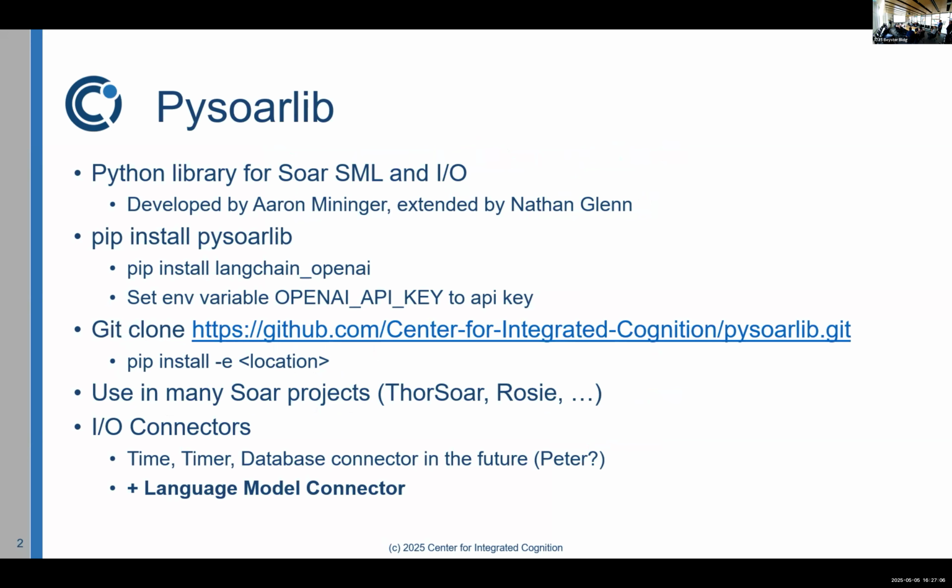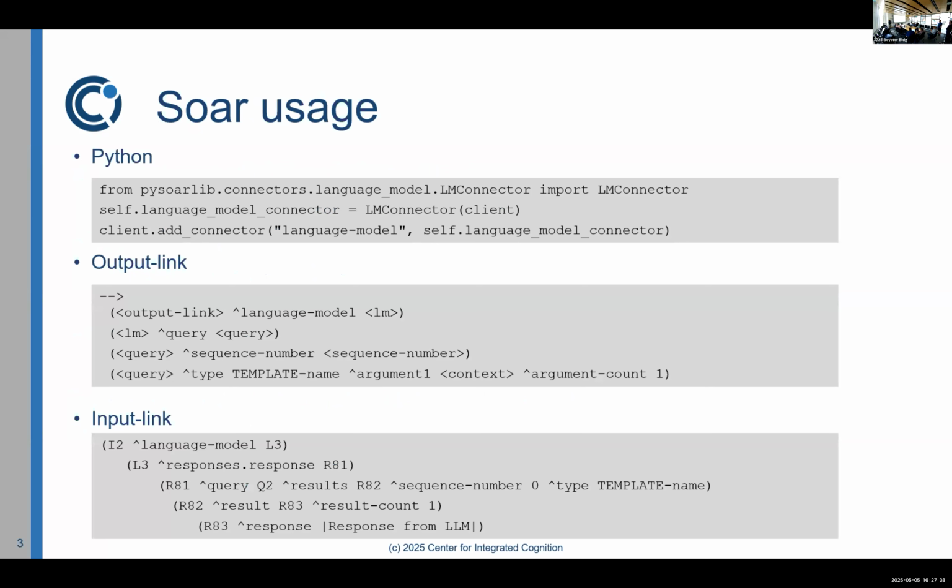You can also clone it, and so it's in the CIC GitHub repo. And then you can also just pip install it from that location. And it's used in many Soar projects and in past projects like Rosie, and I think other projects as well. And so for IO connectors, there's like time connectors and timer connectors. And I'm hoping Peter developed a database connector that I'm hoping will migrate there in the future as well. But I haven't mentioned that to Peter, so that's... but I'll be talking about the language model connector that now exists there.